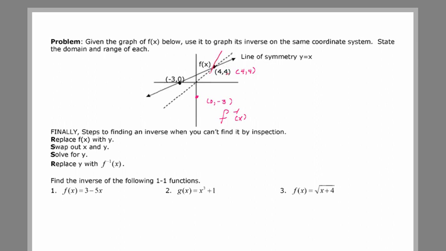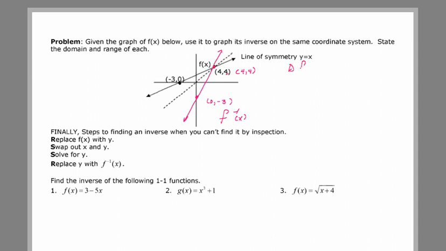This screen is a little slick. But if I connect the dots, I get the graph of my inverse function here in pink, and I should notice that it's symmetric across the line that I have drawn here, y = x. That's my axis of symmetry.